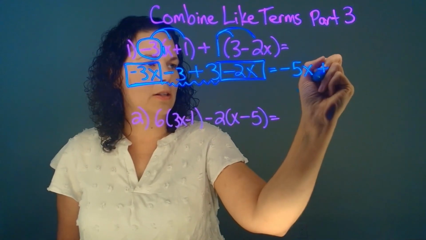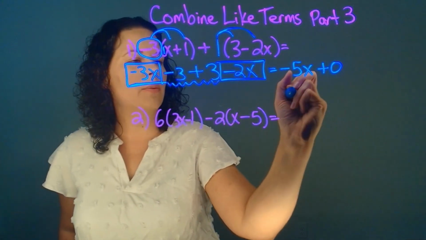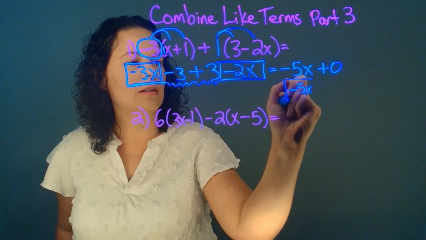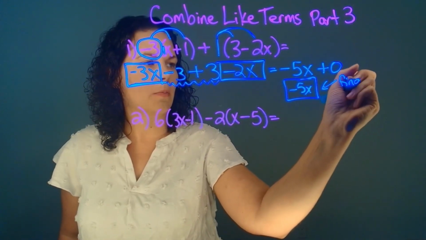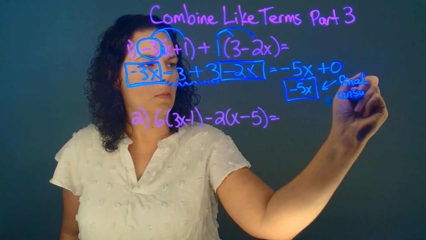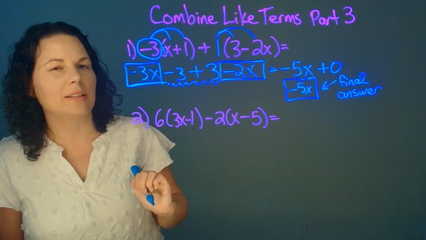So some people like to write the plus 0. I would not do that for my final answer. I would just write -5x and call that my final answer. The plus 0 is not needed, so I wouldn't write it.